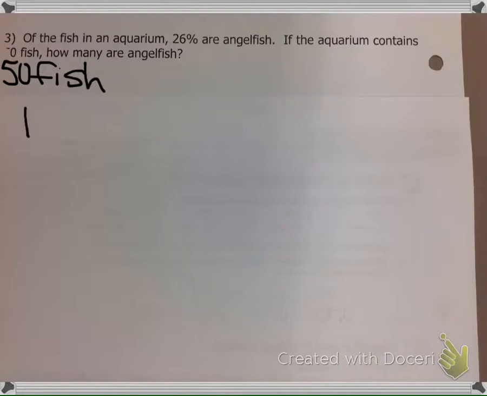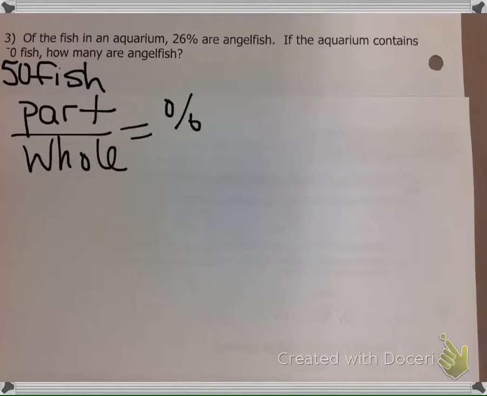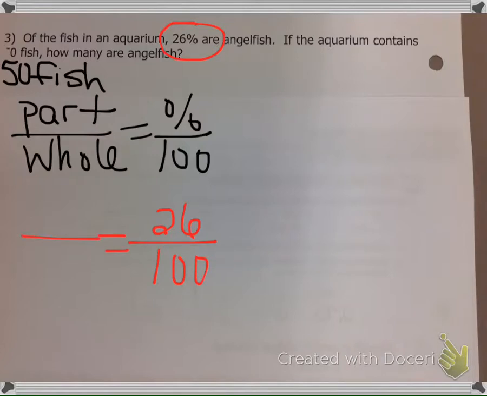So we're going to use part over whole equals percent over 100. Okay? And I said the dead giveaway, here we have the percent, 26%. So we're going to throw that in. 26 is my percent. Okay. The aquarium contains 50 fish. Would that be my part or would that be my whole? Well, it contains 50 fish. How many are angelfish? 50 fish. That's going to be your whole. Okay. And we want to know how many are angelfish. So that's the part that we don't know.